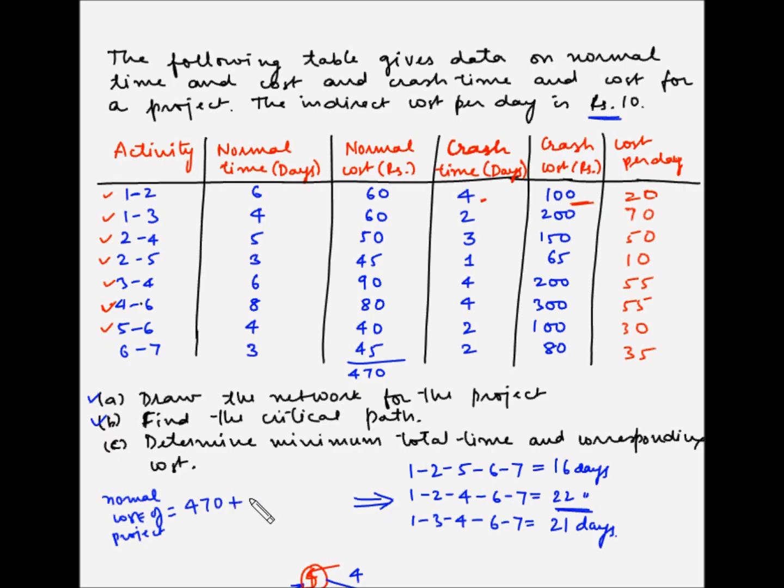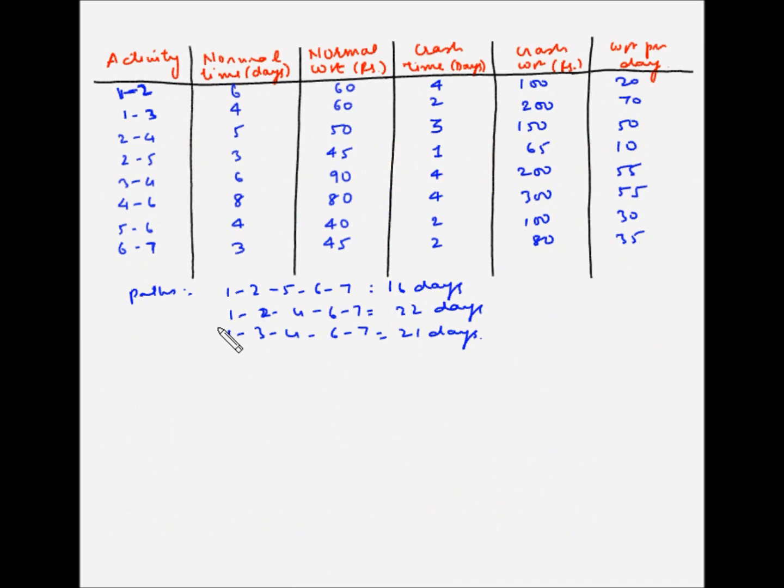So 470 plus 22 multiplied by 10. So this is equal to 470 plus 220, which is equal to 690. So 690 rupees is the cost of the project using the normal time. So here, in order to crash the critical path, which is 1, 2, 4, 6, 7, let's first identify the activity which has the lowest cost of crashing per day.